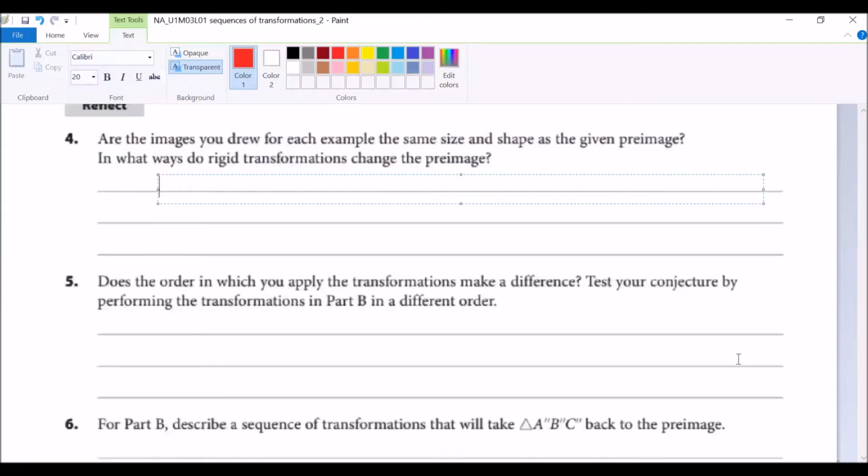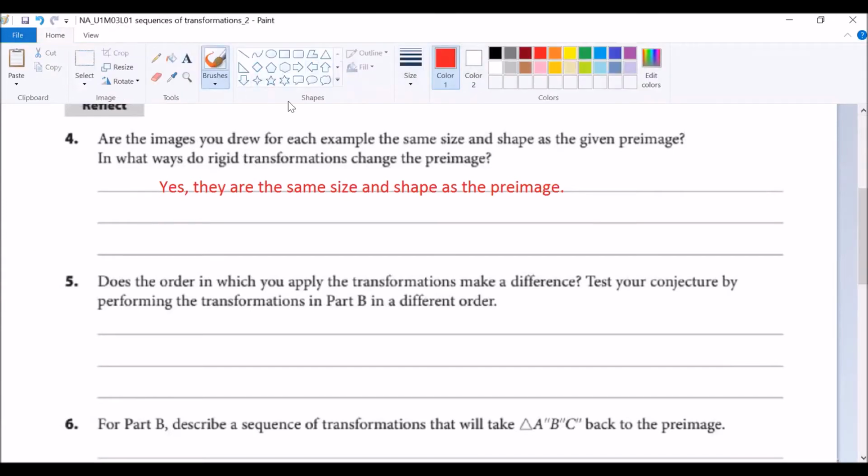Okay, moving on here. Are the images you drew for each example the same size and shape as the given pre-image? Yes, they are the same size and shape as the pre-image. In what ways do rigid transformations, so rigid, we didn't really describe that too much recently, but let's review. Hold on, I need my pen. Let's stick with the red. Rigid transformation. It's exactly explaining that they are the same size and shape as the pre-image.